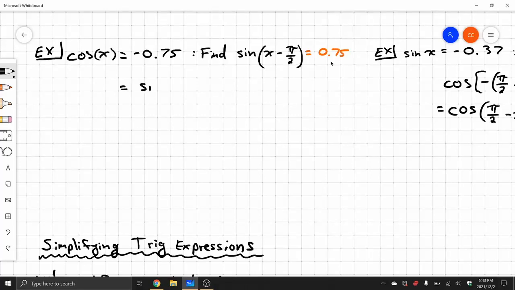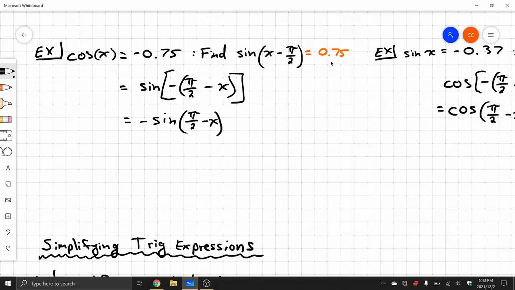Okay, so I'm going to do the same thing I did earlier, and I'm going to factor out a negative from my sine here. So it's going to be negative pi over 2 minus x. Since my sine is odd, I'm going to bring that negative out to the front. So it's going to be negative sine of pi over 2 minus x. Using my co-function identities, cosine is equal to sine of pi over 2 minus x.